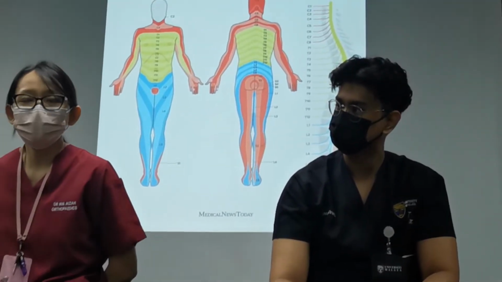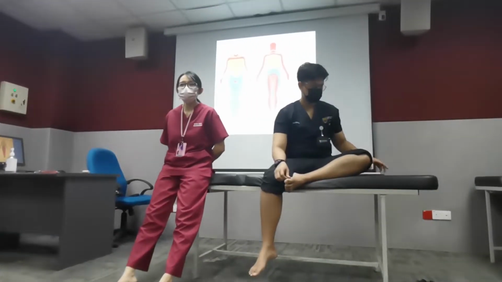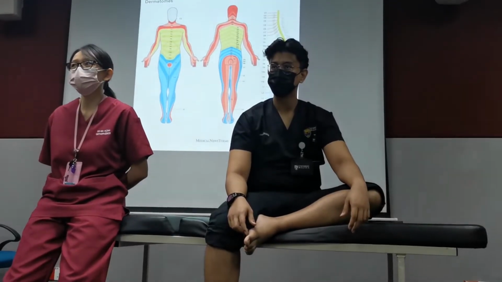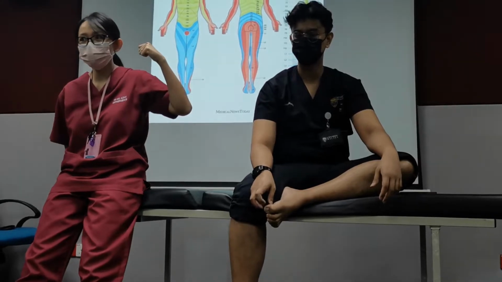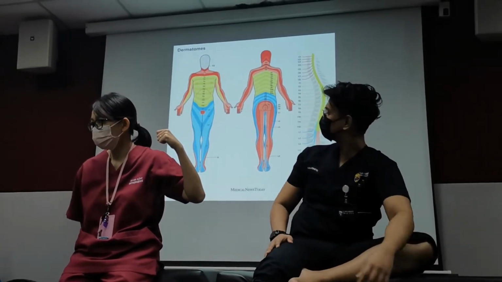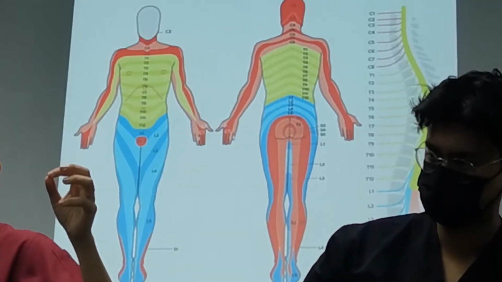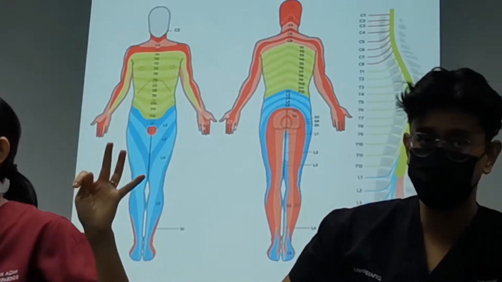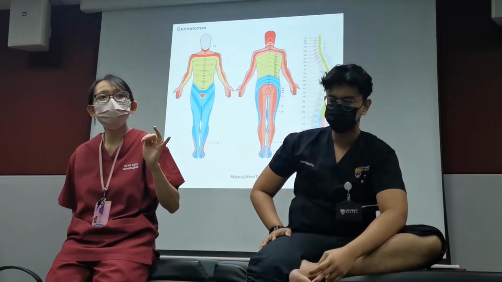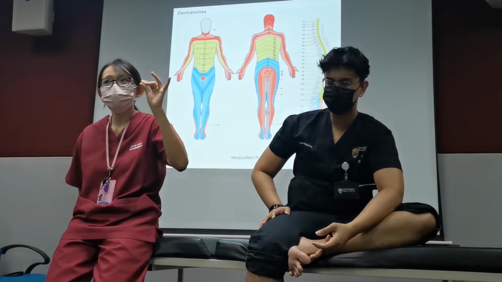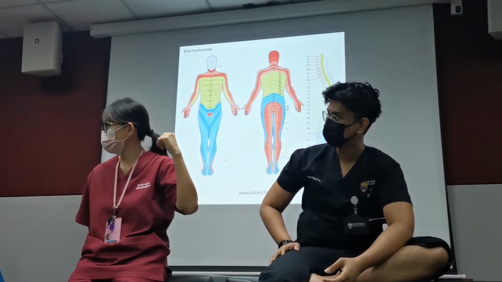How many types of sensation examination do you know? Dermatome, very good. What you see behind you is the dermatome, which is related to your nerve root. Correct? Second type is peripheral nerve, very good. And then one more? Proprioception. Spinal cord sensation will still be dermatome.